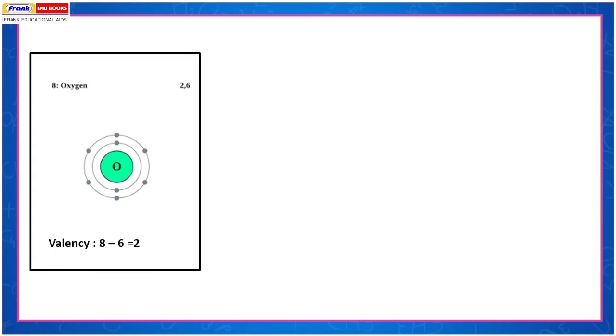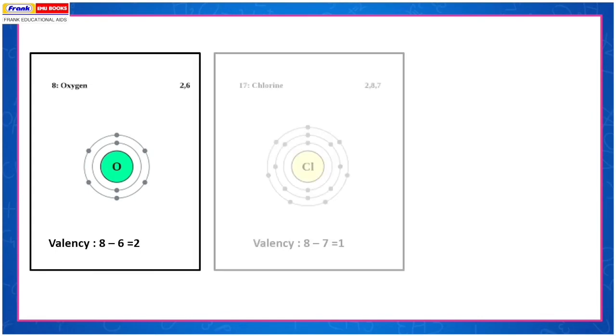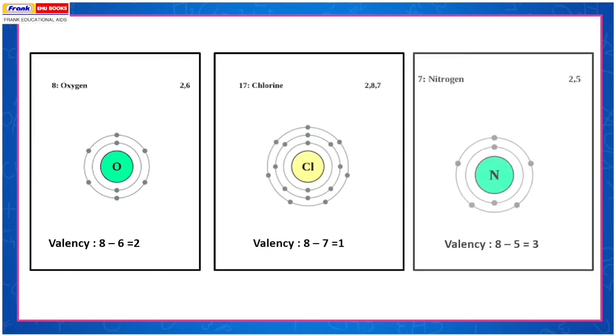Oxygen, its electronic configuration is 2, 6. It needs 2 more electrons to be stable at the outermost shell. Thus, its valency is 2. Chlorine, with configuration 2, 8, 7. Thus, its valency is 8 minus the number of valence electrons, that is 7, which equals 1. Nitrogen, 2, 5 is its electronic configuration. Thus, the valency of nitrogen is 8 minus 5, that is 3.